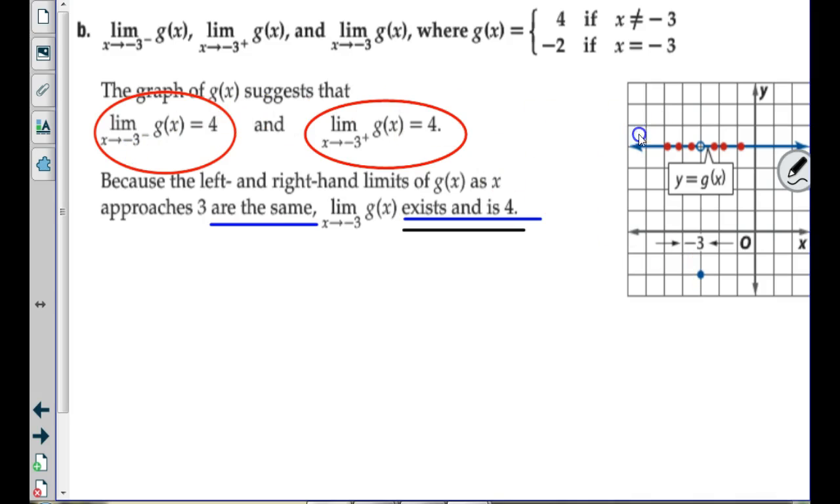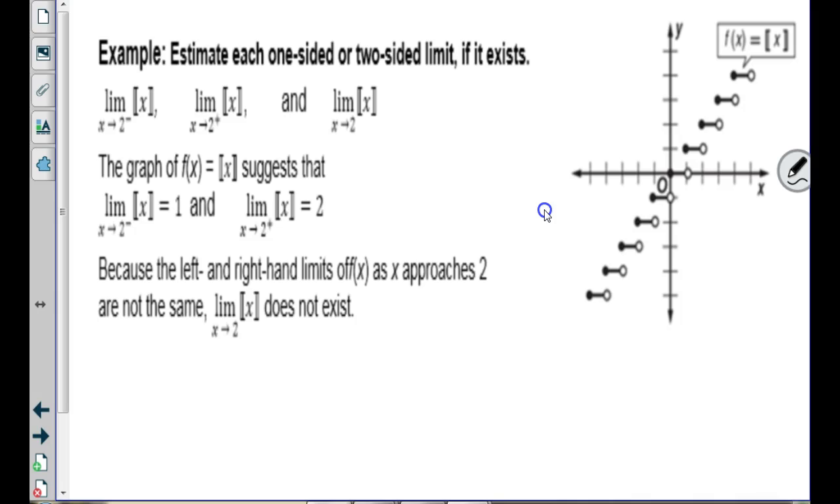So from the left, it's getting closer and closer. Well, it's staying at the y value of 1, 2, 3, 4. From the right, it's staying at the y value of 4. So even though the value of the function drops down here, we say the limit at -3 exists and is 4, because it was approaching 4 from the left and the right. Doesn't matter where it is at -3, it matters where it is close to -3.